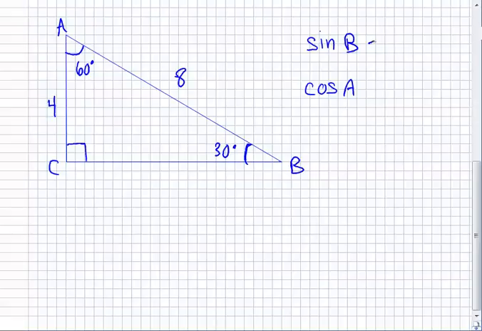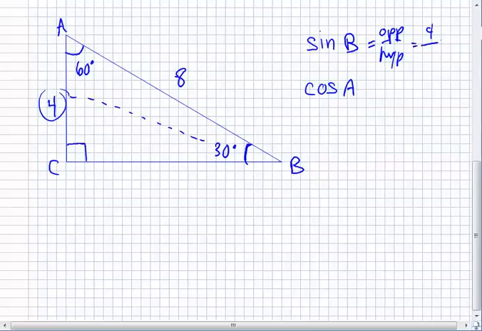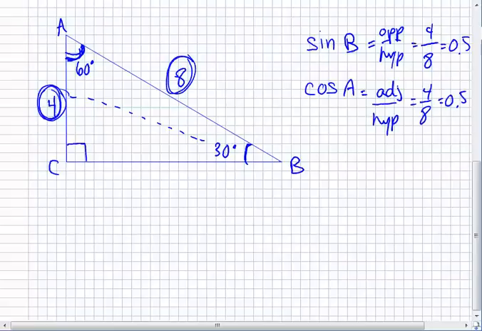Okay, so for sine B, that's opposite over hypotenuse. The opposite side here is 4, so it's 4 over the hypotenuse, which is 8. 4 over 8, or 0.5. For cosine of A, it's going to be the adjacent side. Here's angle A, and 4 is the adjacent side. The hypotenuse is 8. It's also 0.5. And on your calculator, if you were to type in sine 30, it would be the same as cosine 60, and they both equal 0.5.